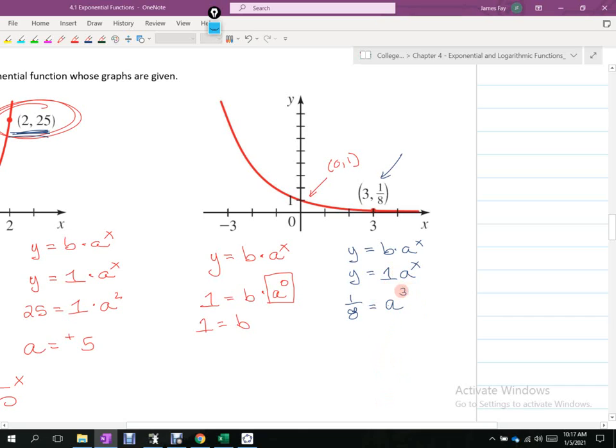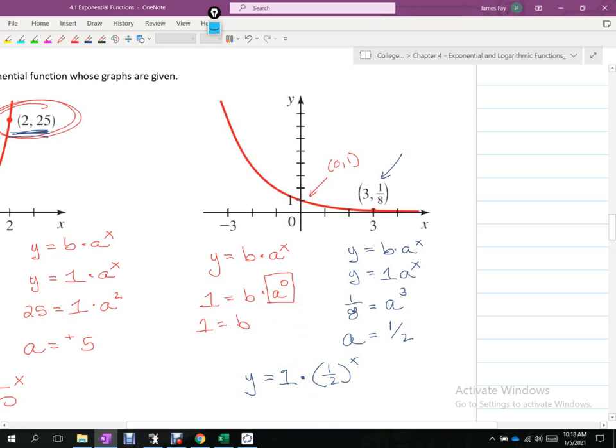So it's a little bit different than the last one. Last one we took a square root. What do we have to do here to solve for a? Cube root. So what's the cube root of 1? 1. What's the cube root of 8? 2. So then I get y equals b, which was 1, times 1/2 raised to the x.